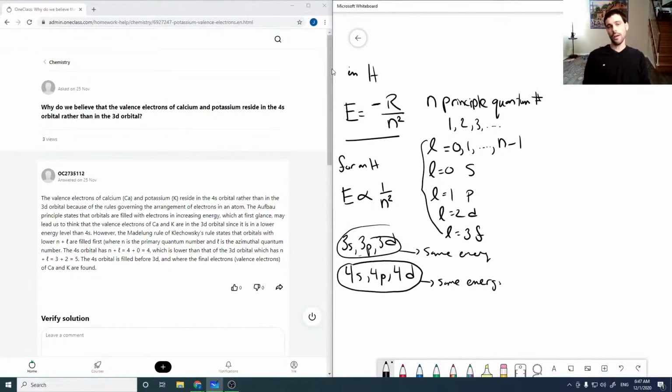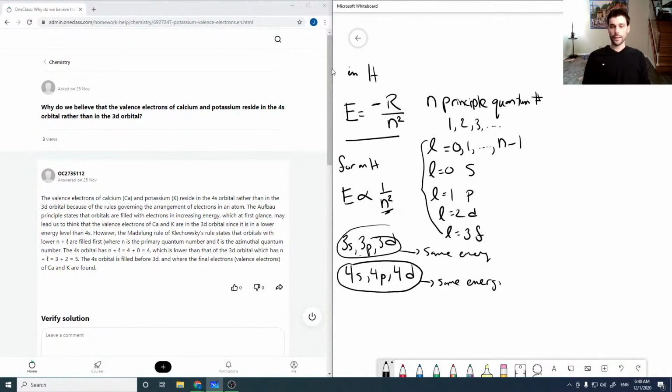Now for multi-electron atoms like calcium or potassium, L does start to matter, and so our energies do shift. But this equation still roughly holds, so our energies are going to increase with 1 over the principal quantum number in multi-electron atoms. But L is now going to have an effect, as electron repulsion starts to become a factor as we start to fill up these larger and larger atoms.